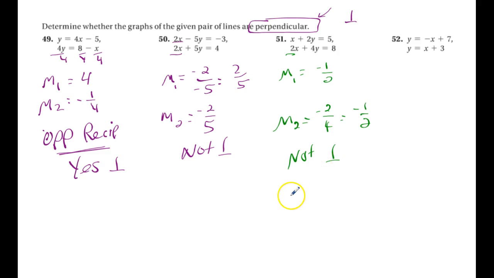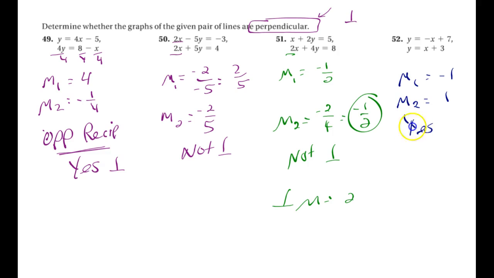In order for it to be perpendicular, perpendicular slope would be a 2, opposite reciprocal of this. So the last example, the slope 1 is negative 1, and slope 2 is 1, and those are opposite reciprocals. The reciprocal of 1 is 1, but you remember you have to take the opposite, so I would say yes, these are perpendicular.